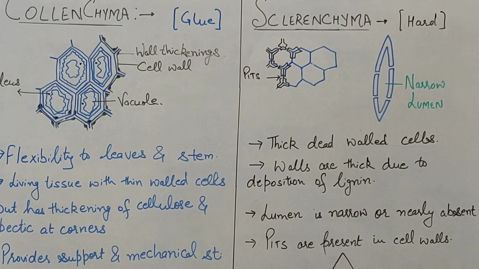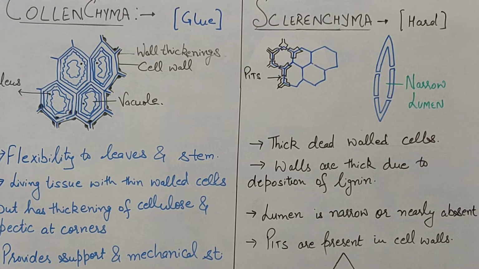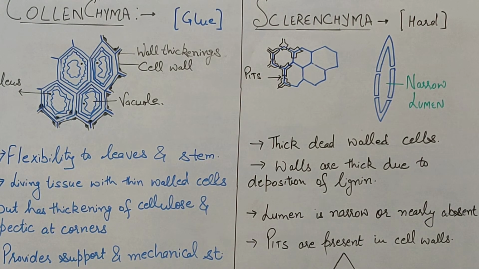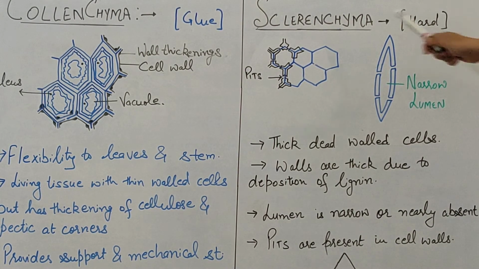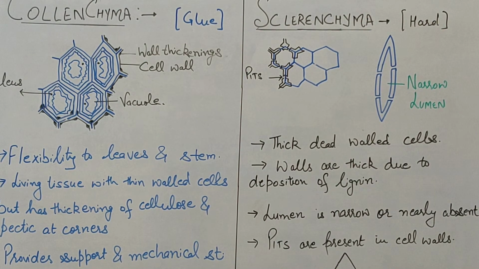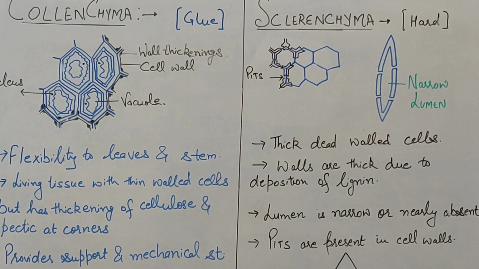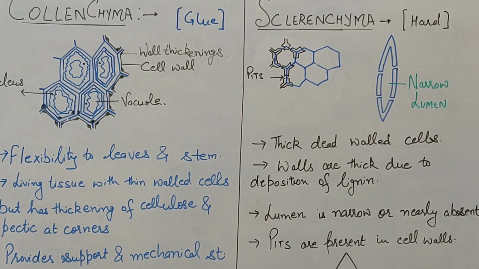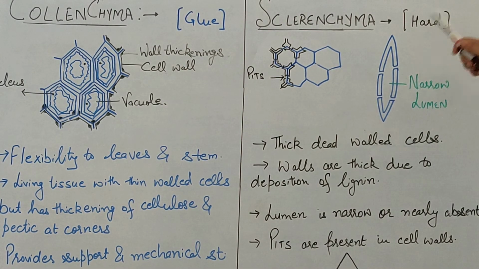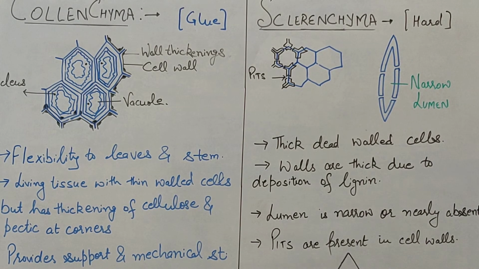These are long, narrow, and you can see in this diagram walls are thickened due to deposition of lignin, which acts as a cementing material. Due to the deposition of lignin, walls have become thick, and lumen means cavity inside the cells. Cavity has decreased, so size of lumen is very small. Often these walls are so thick that there is no internal space inside the cell. So we say that lumen is very narrow or it is absent.